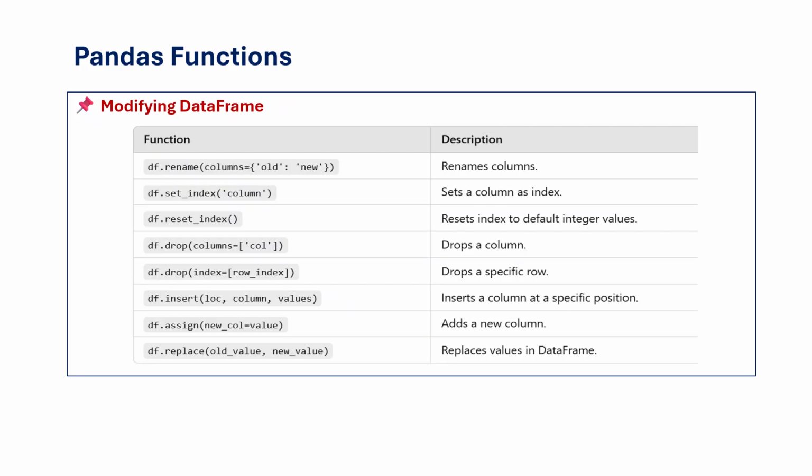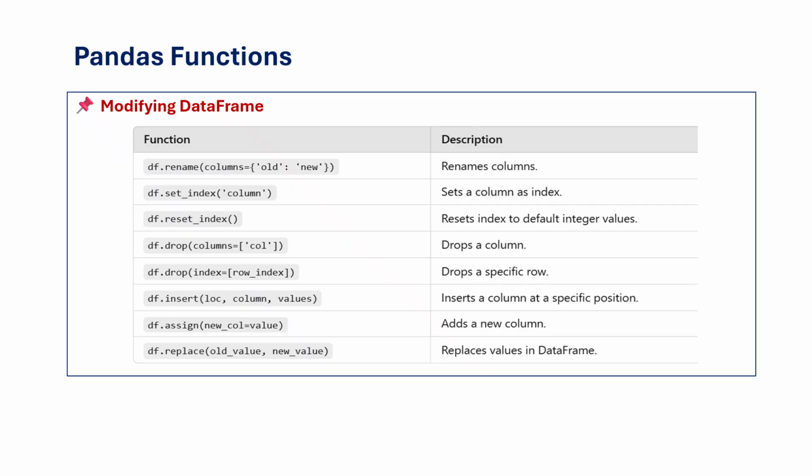After creating and exploring a data frame, we often need to modify its structure by renaming columns, adding or removing data, or changing the index. Pandas provides several built-in functions that make the modification simple and efficient.